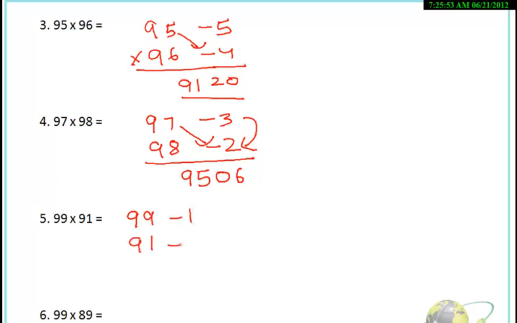Similarly, 99 into 91. It's minus 1, it's minus 9. 1 into 9 will give us 9. Further, we have to fill up two digits, so we'll write 09. Then either this subtraction or this subtraction will give us 90. The calculation and the method is actually very simple. Just practice and bring them into your day-to-day life.